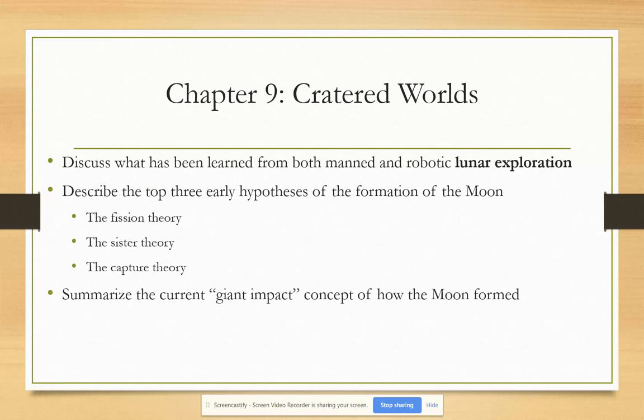Okay, now we're shifting over to crater worlds, the moon, Mercury. So what have we learned about the moon through manned and robotic lunar exploration? Has man ever set foot on the moon? One small step for man, one giant leap for mankind.